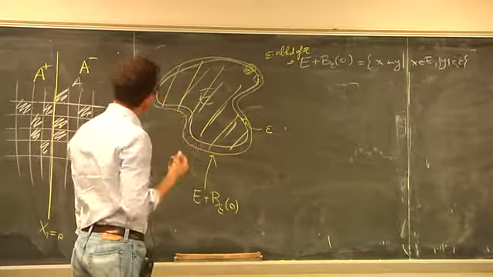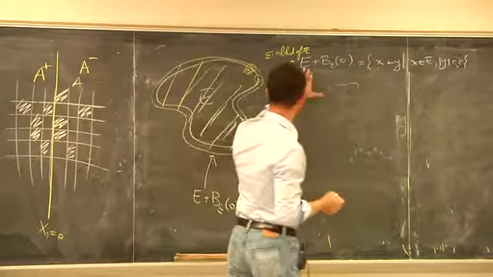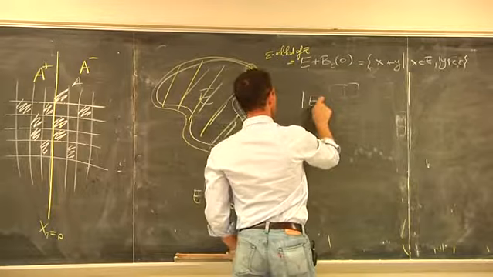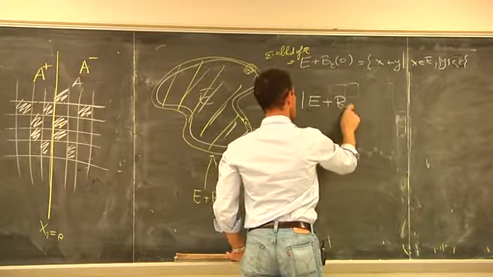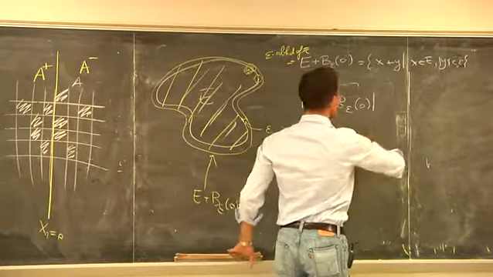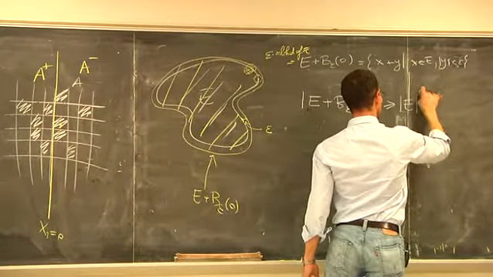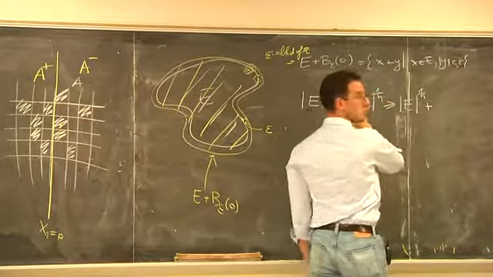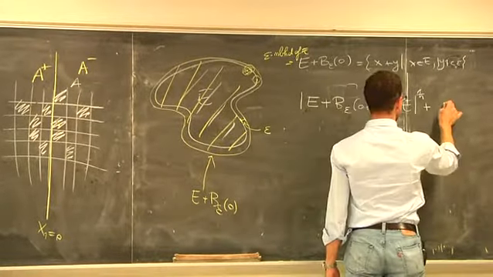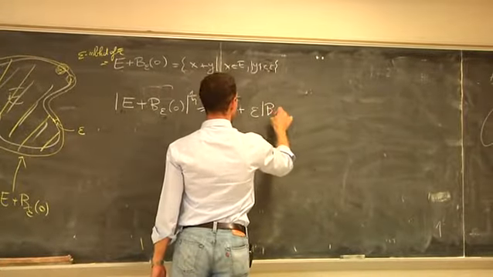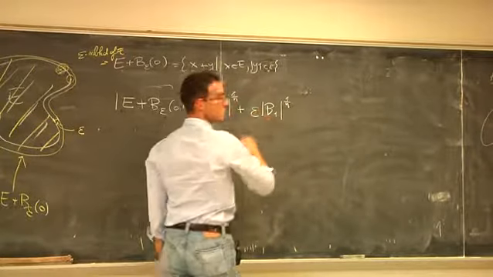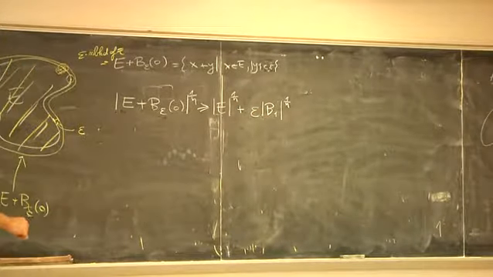So what can we say about this set? Well, we know that the volume of the epsilon neighborhood to the power 1 over n is greater or equal than the volume of our set to the 1 over n plus the volume of this ball, which is epsilon times the volume of B1 to the 1 over n. That's the volume of the ball.